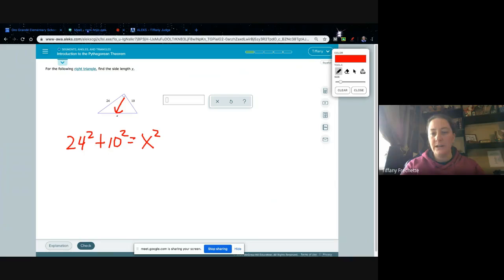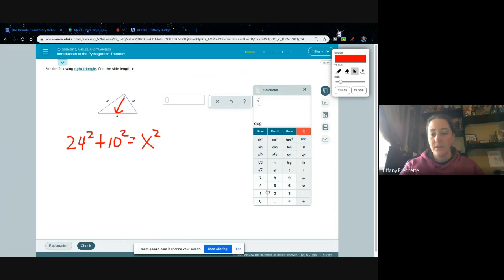So we need our, whoops, got to actually turn my pen off here. 24 squared is, turn my pen back on, 576 plus 100, because 10 squared is 100, equals X squared.